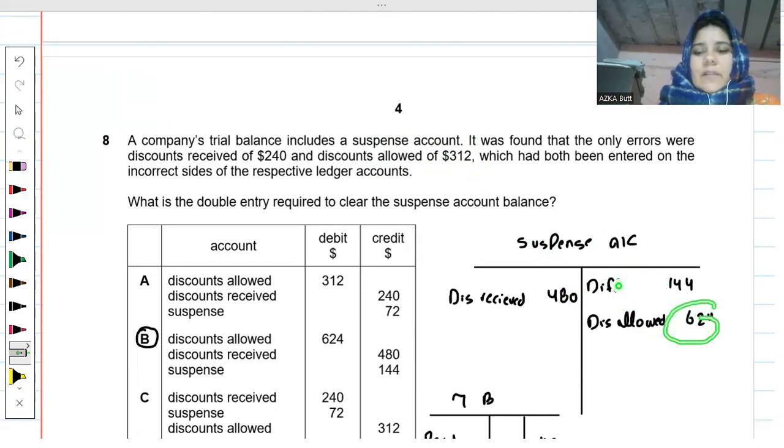So basically the difference would be the 144. So the suspense account balance would be 144 because our credit side is heavier. That is why the difference would come under the credit side in the suspense account. So suspense would be credited by 144, discount allowed 624 debited, and discount received would be credited by the 480.